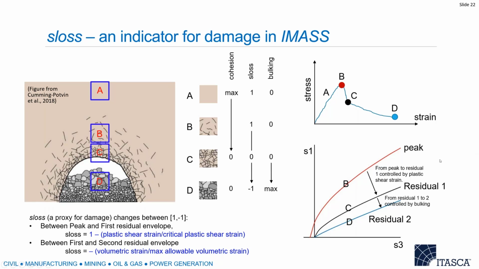So when you're at 1, your rock mass has the full cohesion, and friction is starting to get mobilized. At residual 1, you have the highest friction angle but no cohesion, and at residual 2, you are at the lowest friction angle and no cohesion, which is the true rock mass.